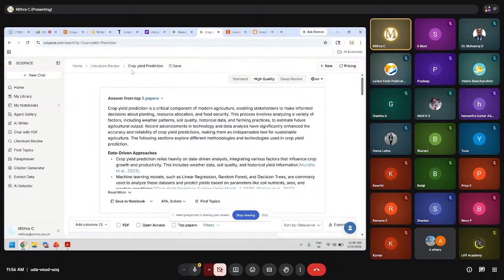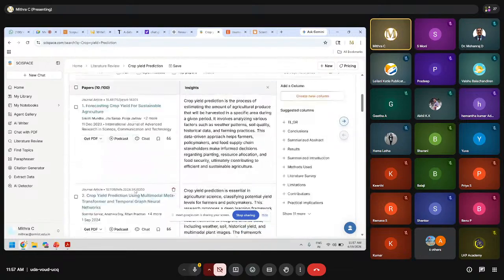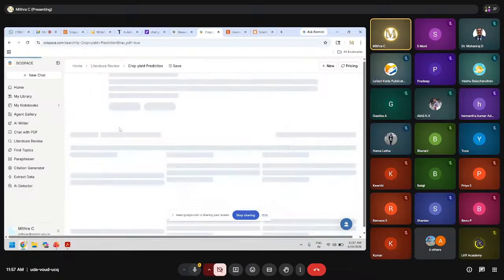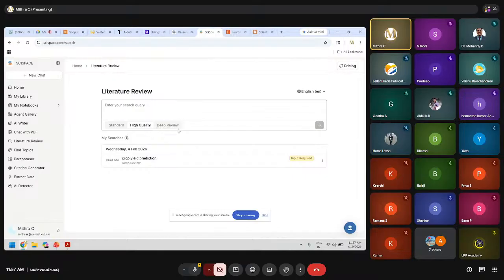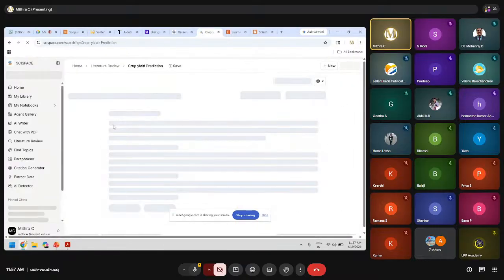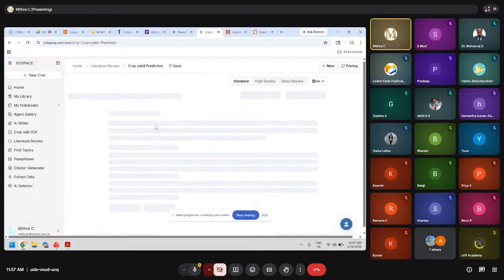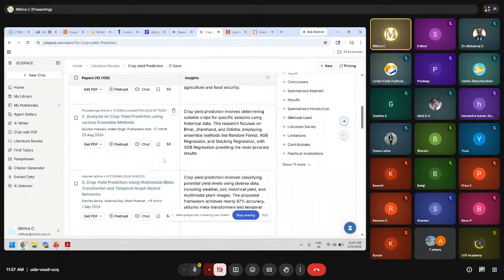So when you type the keyword crop yield prediction, you will have about 100 papers. And if you ask for PDFs, it will give you those too. Deep review is payable, in the standard and high quality. So this is the front page, and for example I'll give crop yield prediction. You don't need high quality; standard journals are enough. So in the standard format itself, it will help you fetch all the information.